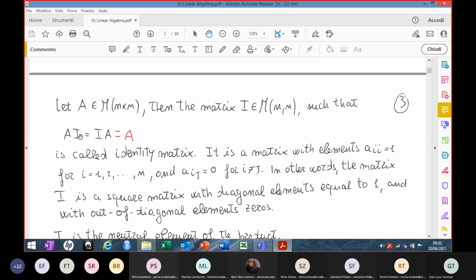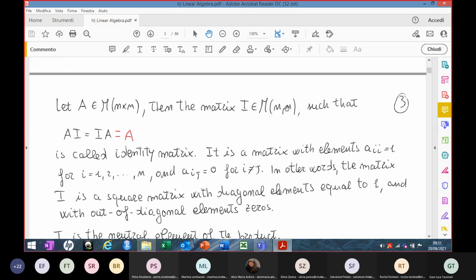So in other terms, 1 is the neutral element of the product for numbers. The identity matrix is the neutral element of the product for matrices. In particular, guys, here I explain better the meaning of the identity matrix I.